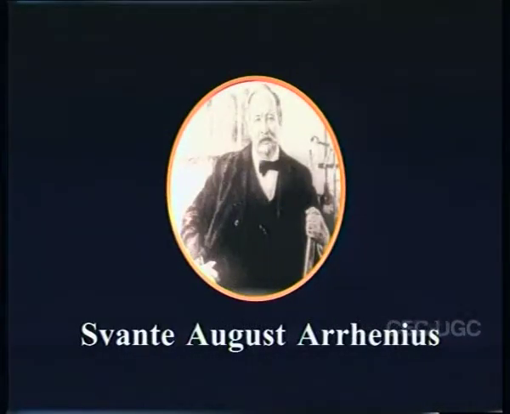Incidentally, this theory was not accepted at that time by the scientific establishment. But how important it was came to be realized when in 1903, Svante Augustus Arrhenius, a Swedish physicist and chemist, was given the Nobel Prize. This particular demonstration has practical applications. Electroplating is one such application. So next time when you see an electroplated object, pause and ponder.